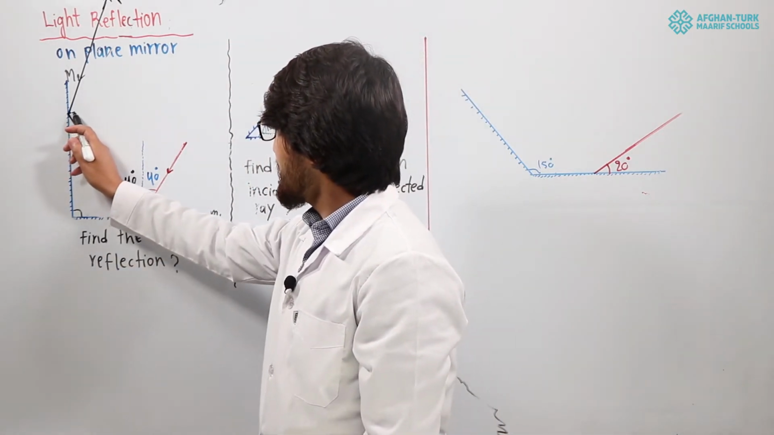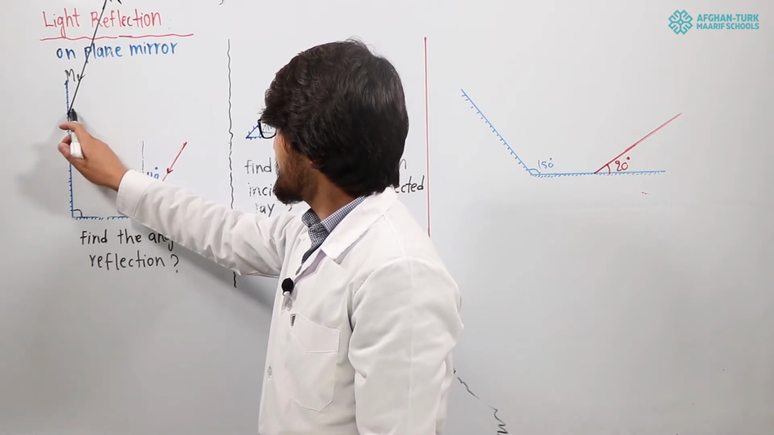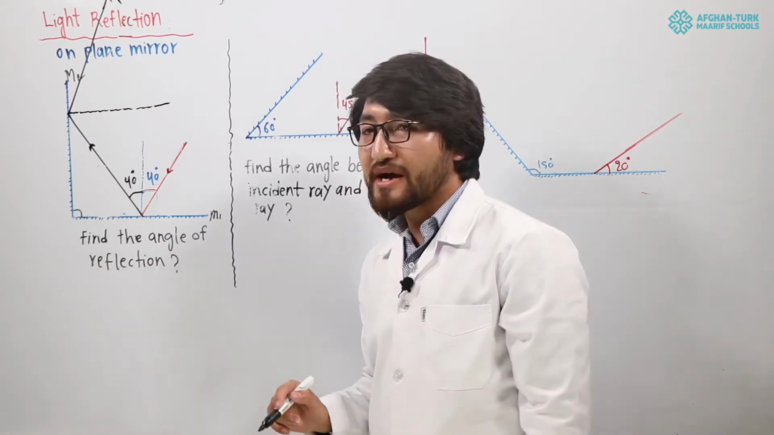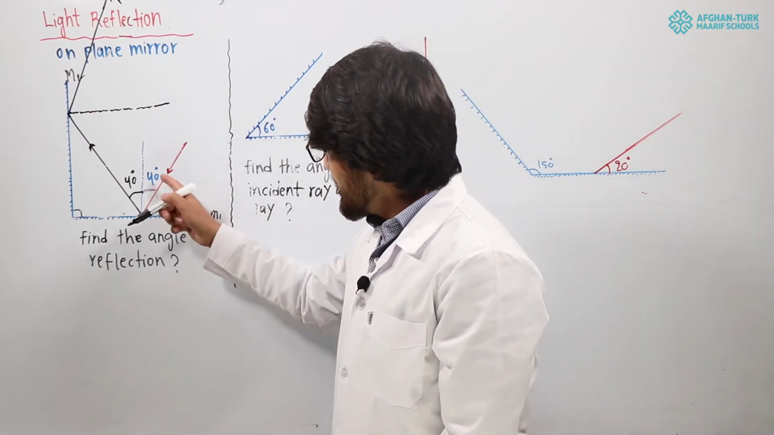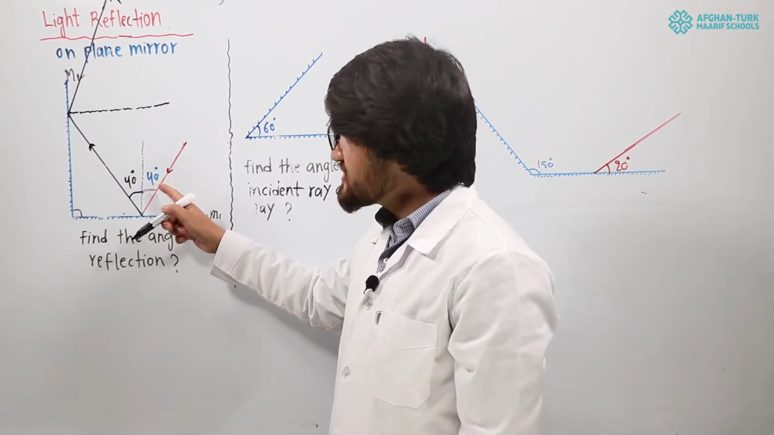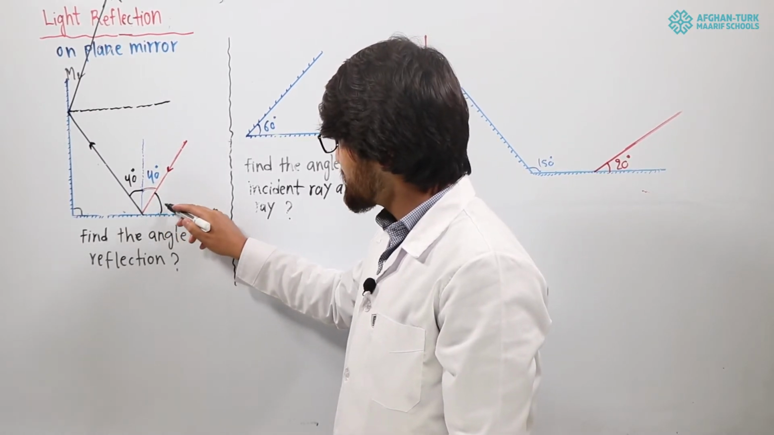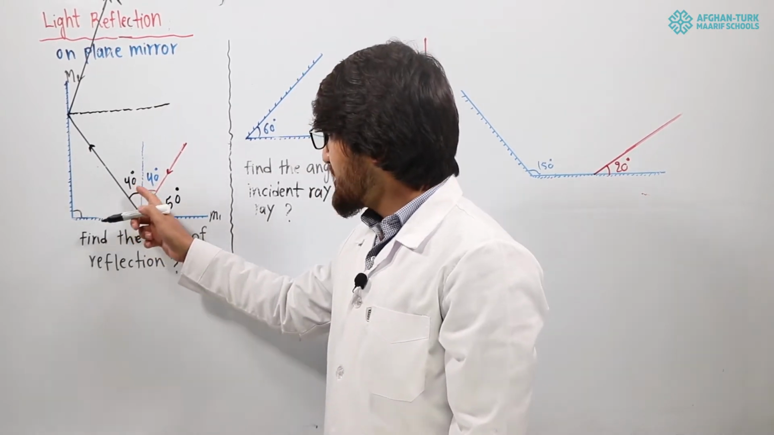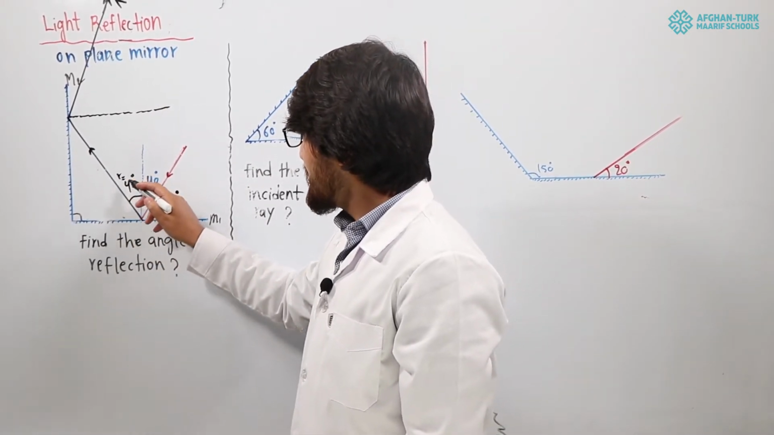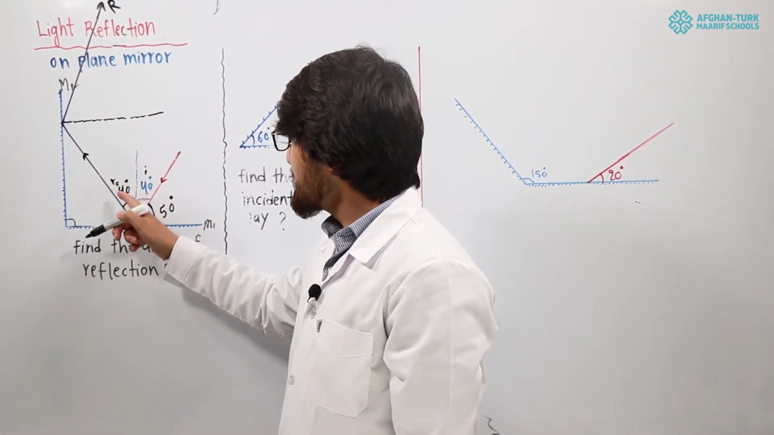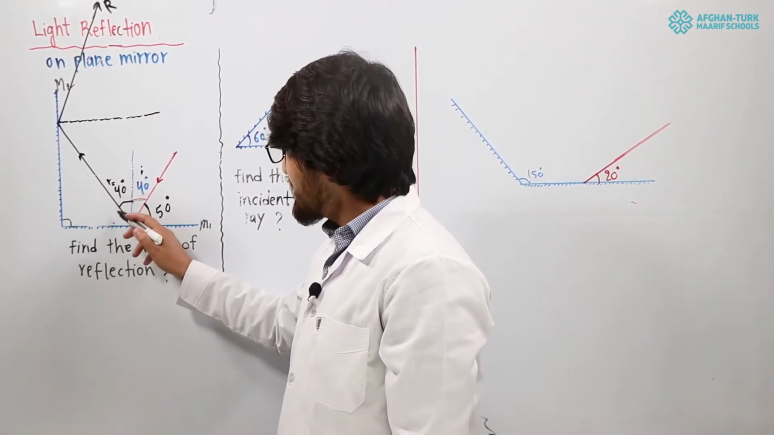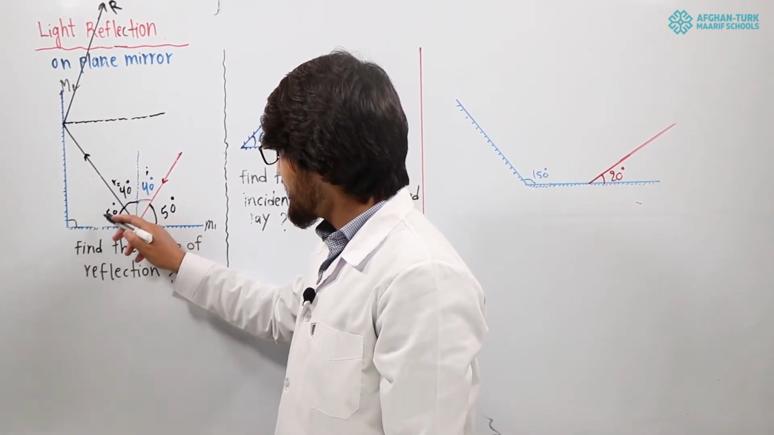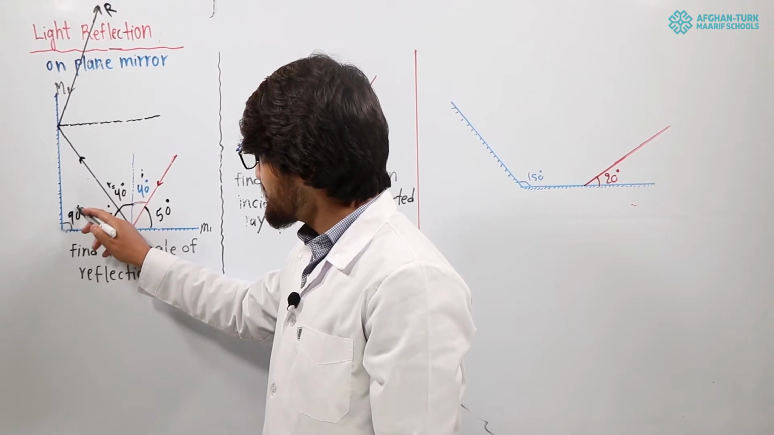You know that it is a normal. We draw a normal here. And let's determine the angle. The angle of incidence 40 degree. This angle should be 50 that make 90 degree. You know that R, it is I and R is equal. This is 40 degree. This angle must be 50 degree that make 90. This angle is 90 degree.